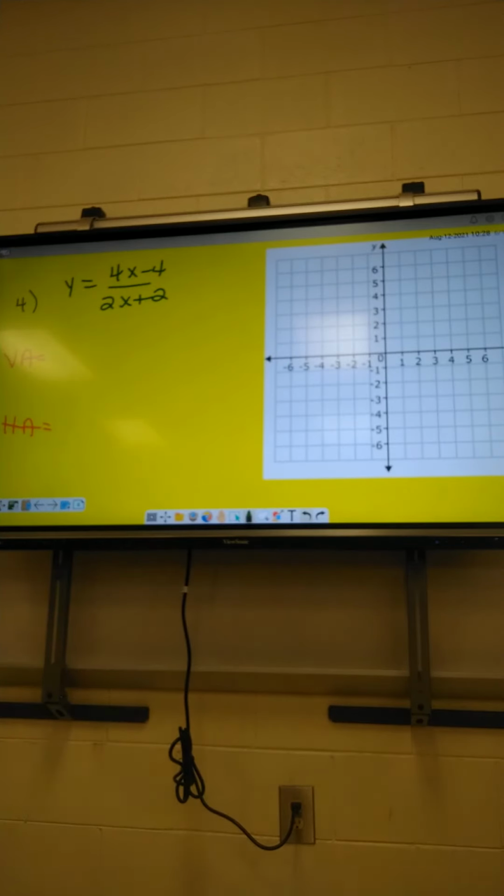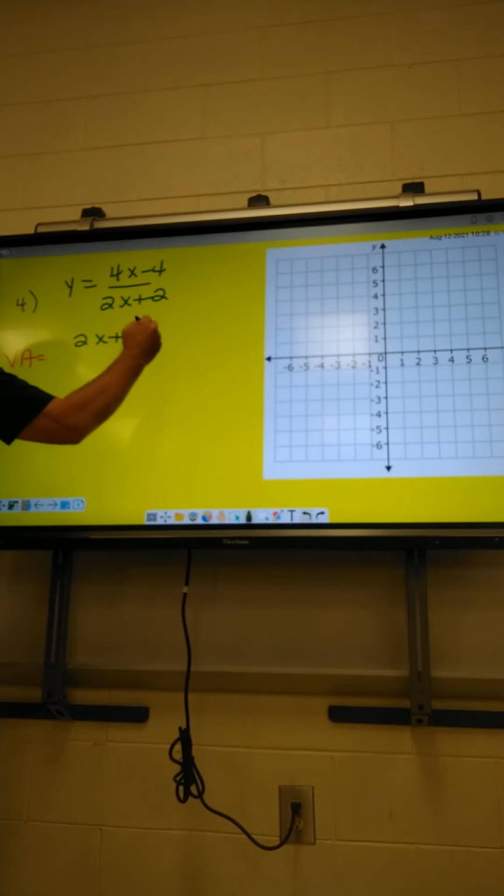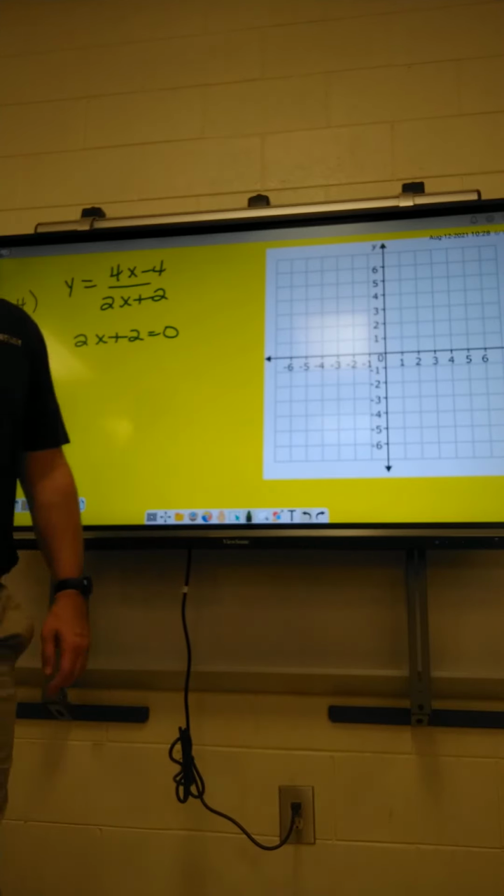All right, so looking at number 4, look back at number 1. How did we find the VA? What did we do? Brought the bottom down. Set it equal to 0. Y'all solve that now and get an answer. Go.